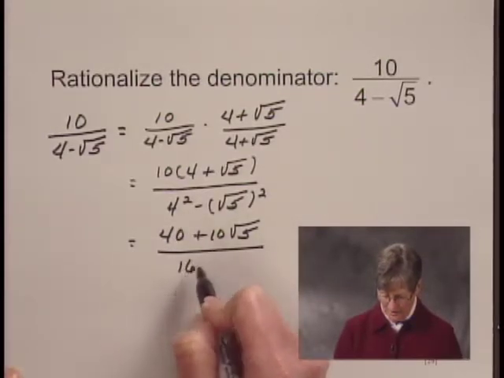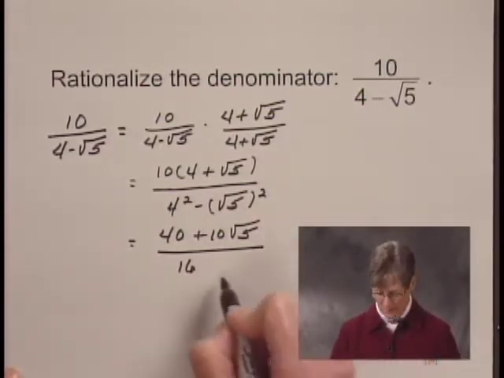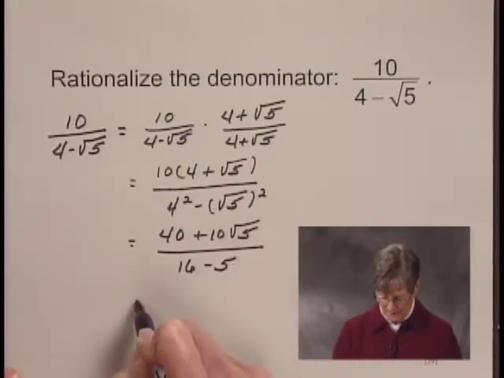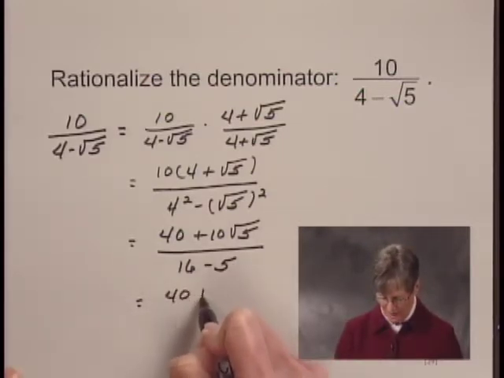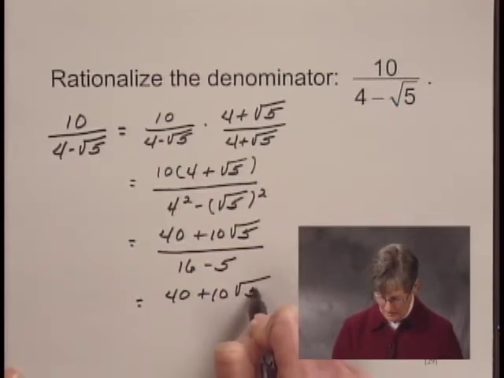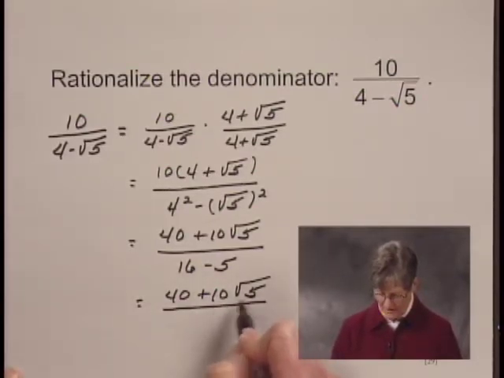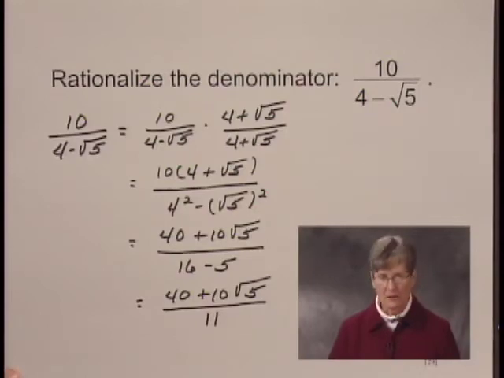4 squared is 16, and the square root of 5 squared is 5. And carrying out that subtraction in the denominator gives me the final result, 40 plus 10 times the square root of 5 over 11.